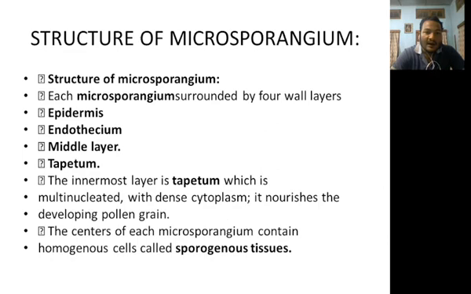These microsporangia have four types of wall layer: the outermost single continuous layer, the epidermis; following that the endothecium, generally 2 to 3 layers; after that the middle layers, 3 to 4 layers; and the innermost single continuous layer, known as the tapetum. The tapetum has a nutritive function. It nourishes the developing pollen grains.